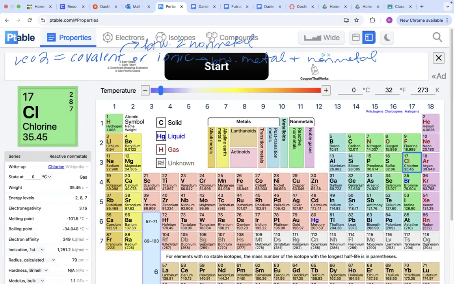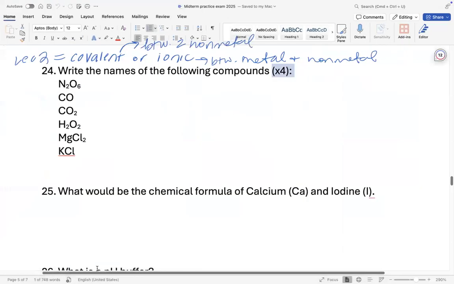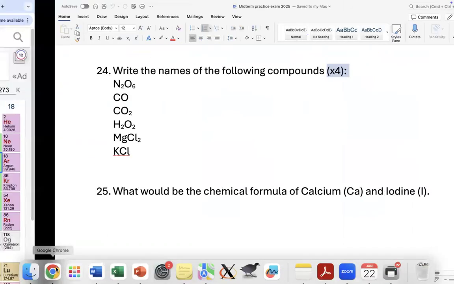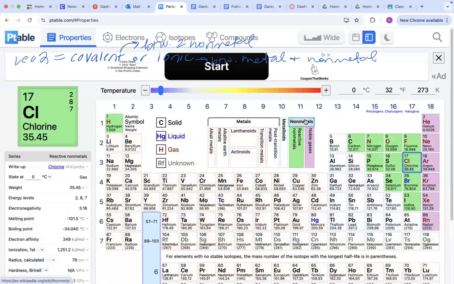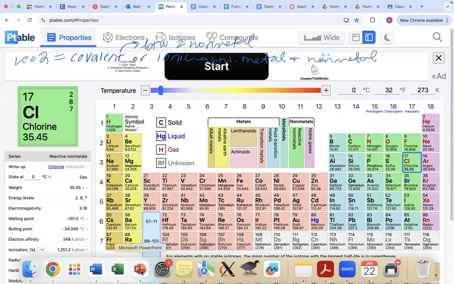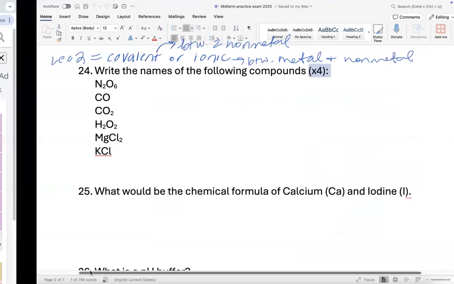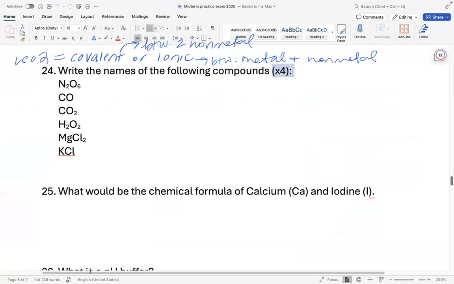Let's go back to see what we're working with here. Nitrogen and oxygen. We're going to be flipping back and forth here. Nitrogen is over here, and so is oxygen. They are both nonmetals, so that's a covalent compound. I'm going to put C over here for covalent, because that's going to dictate the naming rules that we use. But before we even get there, I just want to go through this whole list. Carbon and oxygen, we have it in two different forms here.